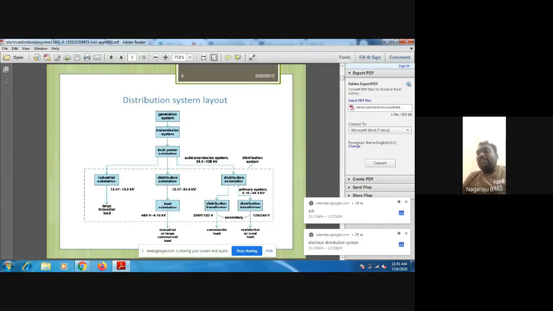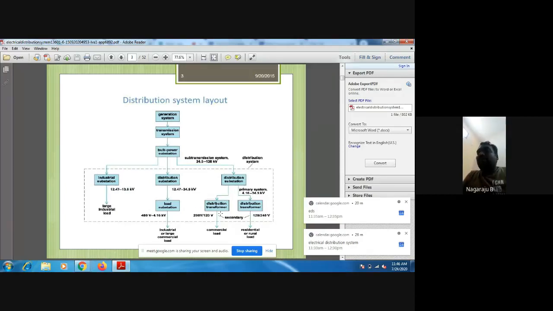From the substation to, see here, are you aware about the substation? Hello, are you aware about the substation? Please give me your response. Yeah, okay, so you will get a 33 by 11 kV substation. You know about the ratings of the substation, 33 by 11 kV. That 11 kV substation is this.